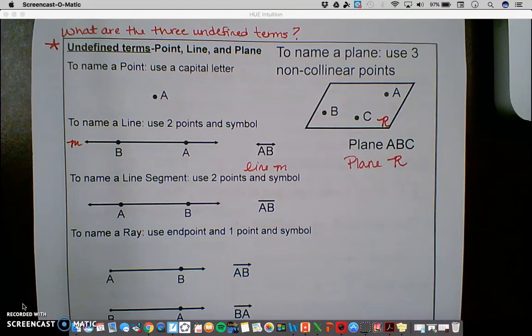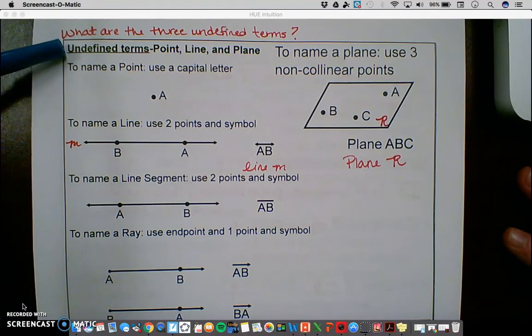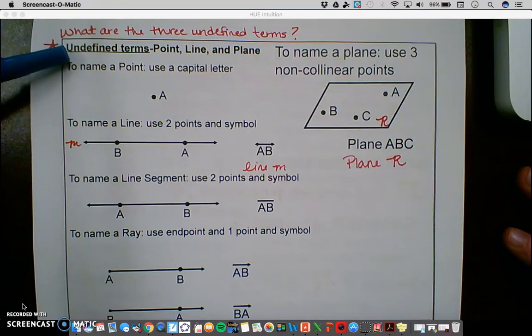In this video, we're going to take a look at the semester review packet. I'm going to go through each page, and I've added some additional terms and questions that I'll go over through each page. Starting with the first page that goes over the undefined terms. Undefined terms are point, line, and plane.